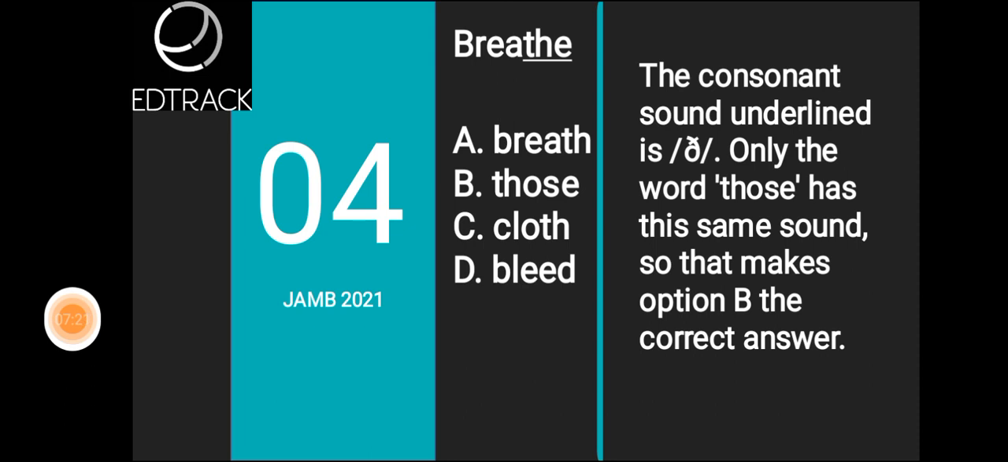Here, option B is our correct answer because only that option has the voiced th sound.